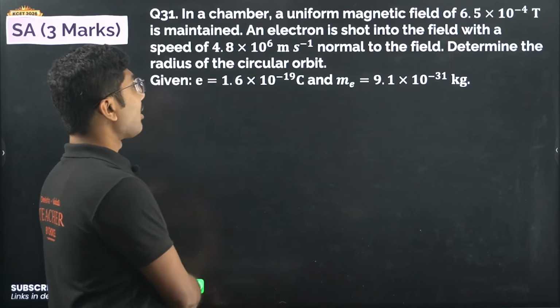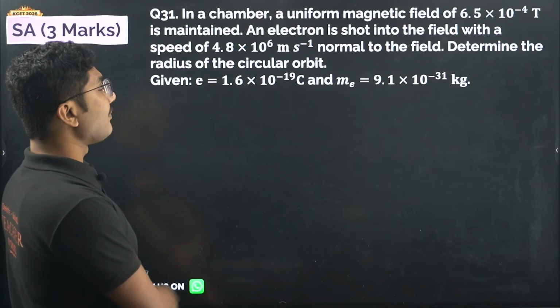In a chamber, a uniform magnetic field of 6.5 × 10^-4 Tesla is maintained. An electron is shot into the field with a speed of 4.8 × 10^6 meter per second normal to the field. Determine the radius of the circular orbit. So the radius of a circular orbit is given by mv divided by qB.